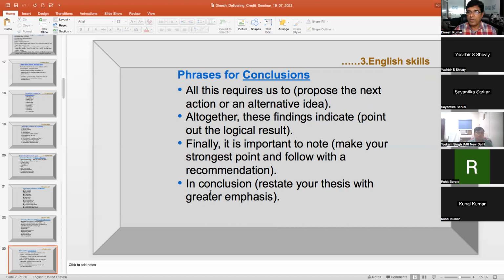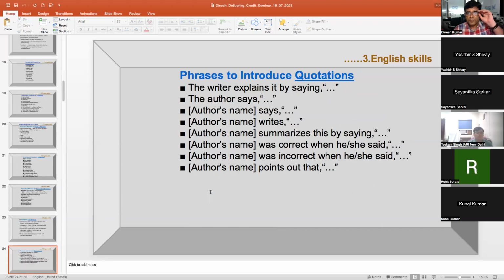Normally we write "we conclude," "it can be concluded," "it is concluded." So you can have something different. "Altogether, these findings indicate," where you can give your point of view. Instead of "I conclude" or "it is concluded," you can say "finally, it is important to note," or "it is important to mention." Make your strongest point and follow with the recommendation. Here you can give a recommendation also. "In conclusion," you can restate your thesis with your greater interest. So likewise, there are many more options.